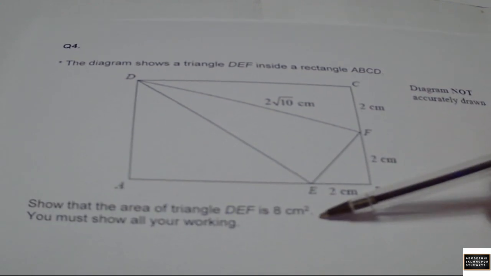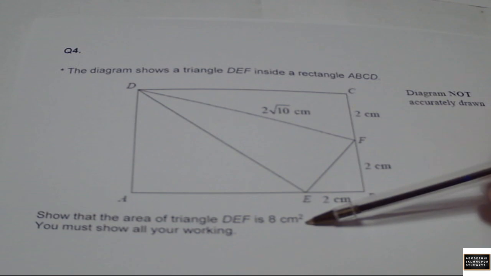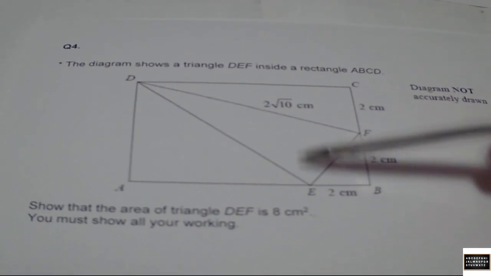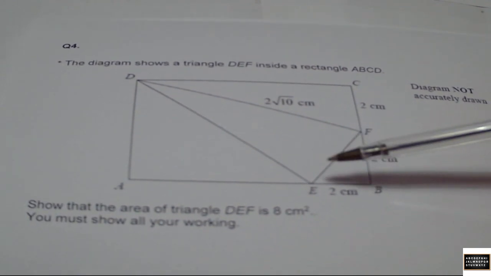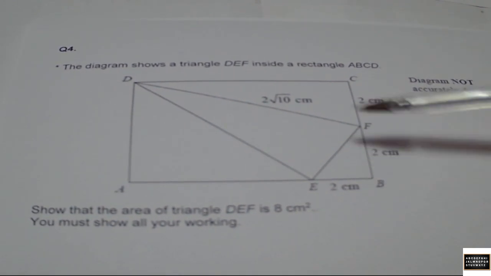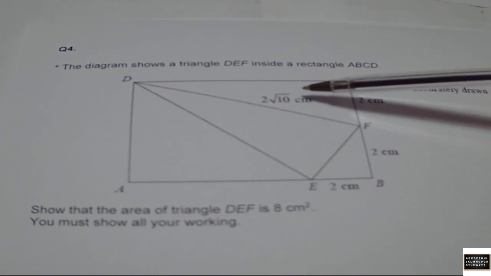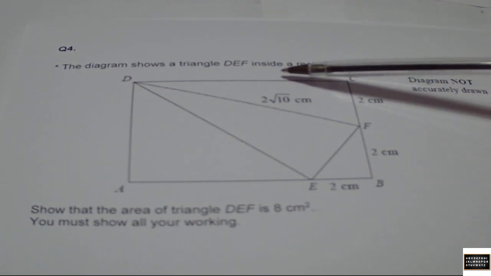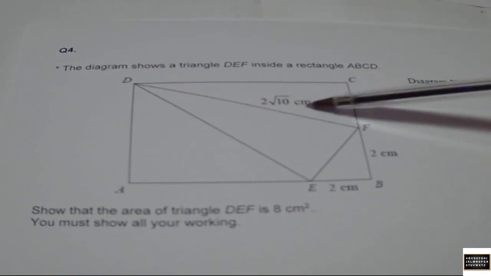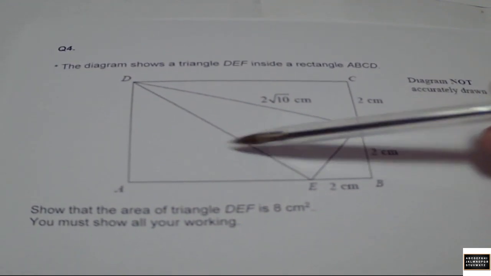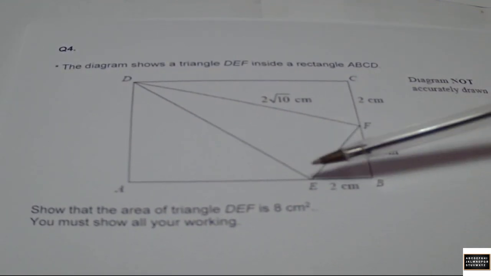It does ask you again to show something. It's asking you to show that the area of this triangle in here is 8. So just be aware that's what it's asking you to show. And again, the strategy is very straightforward. The first thing you've got to do is work out the area of the rectangle. Then you're going to take away the area of this triangle, that triangle, and that triangle. And that's what's going to give us this thing in the middle.